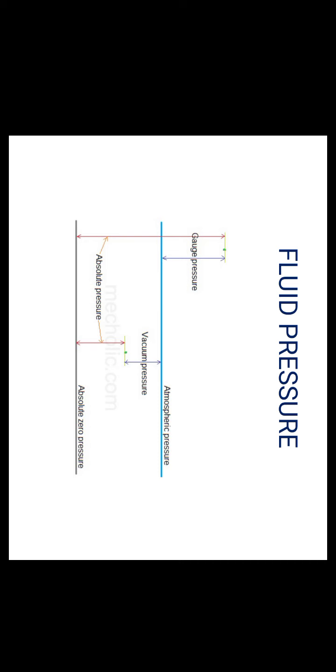Now we can see the graph or a picture. You can see that atmospheric pressure is taken as the datum. Above that is gauge pressure, and vacuum pressure comes below that. You have to see that the bottommost one is absolute zero pressure. So the total is absolute pressure, that is atmospheric pressure plus gauge pressure, or atmospheric pressure minus vacuum pressure. Two values you have seen for absolute pressure: one is atmospheric pressure minus vacuum pressure, and another one is atmospheric pressure plus gauge pressure. Okay.